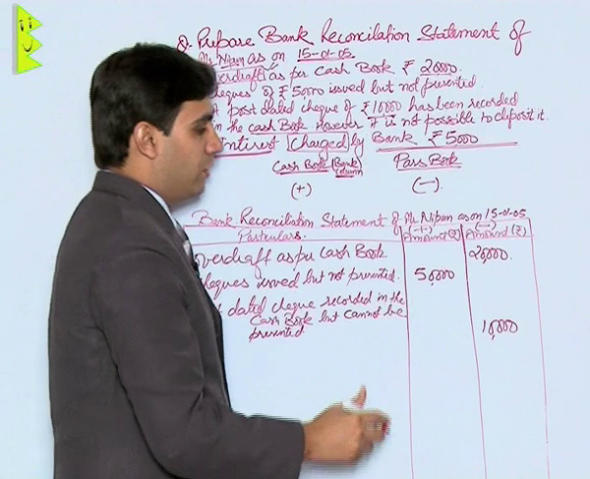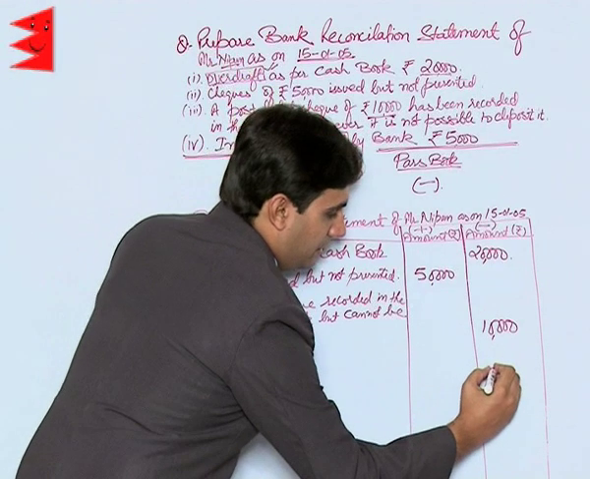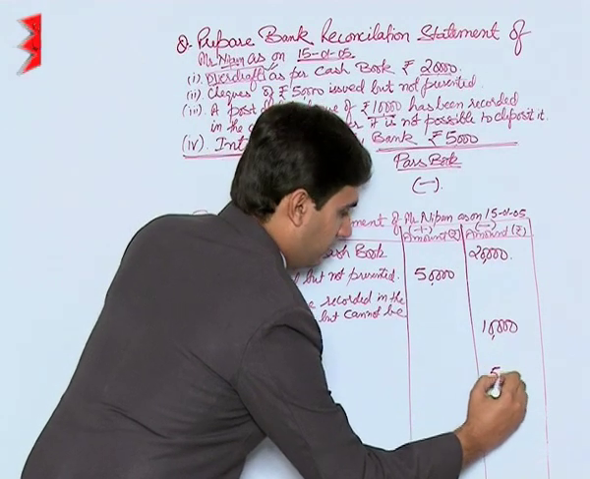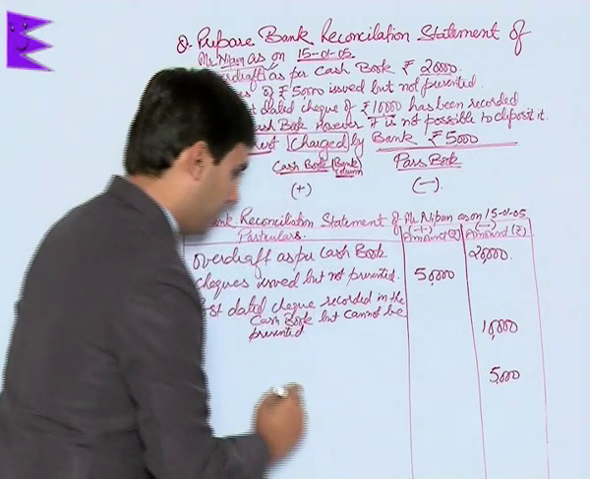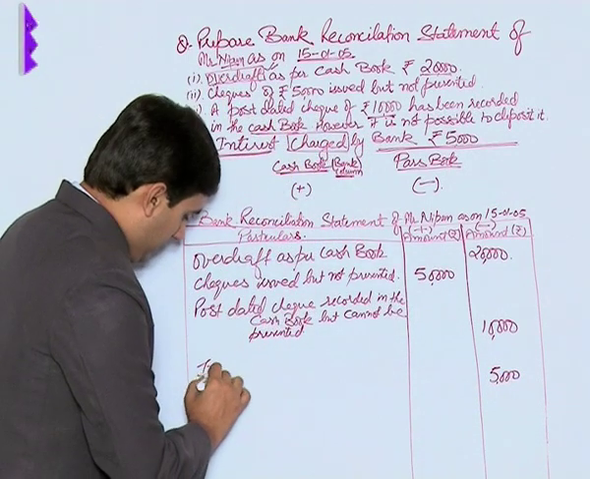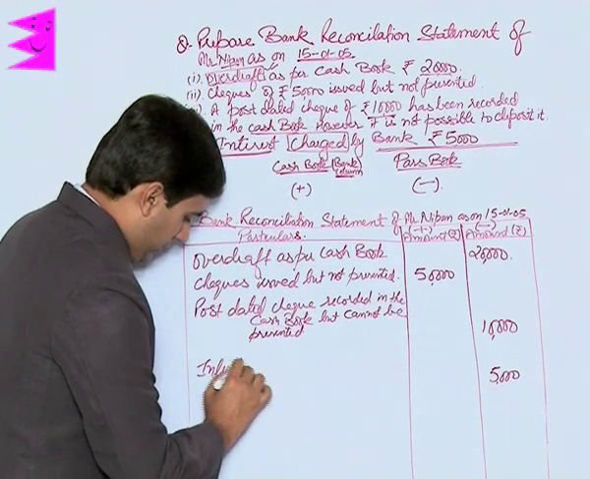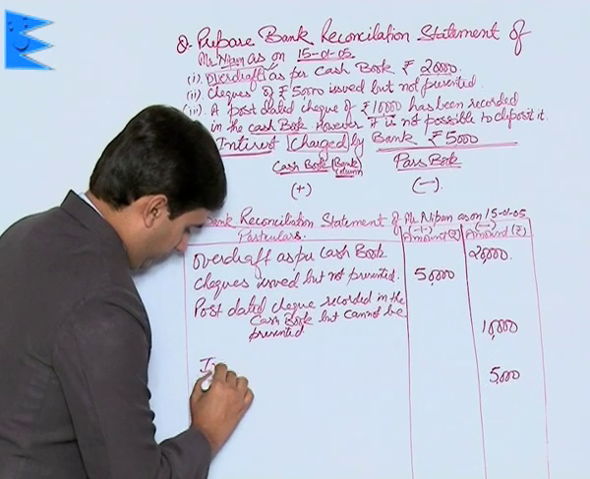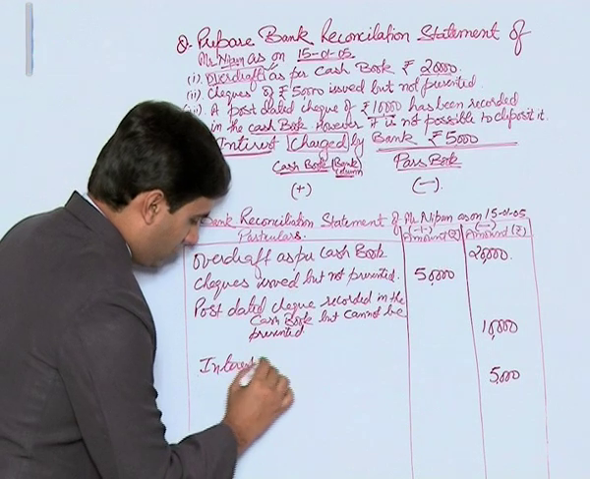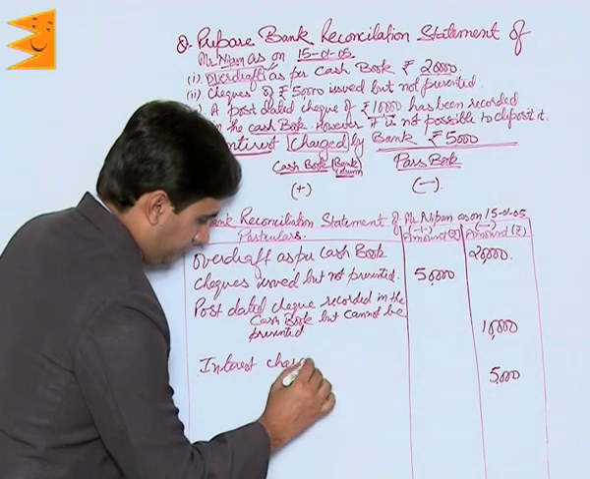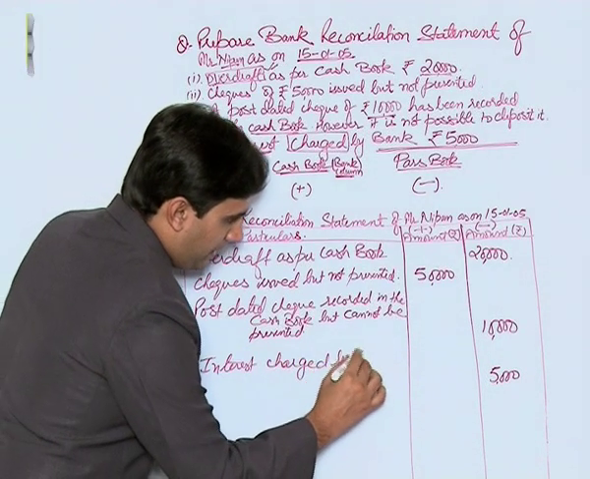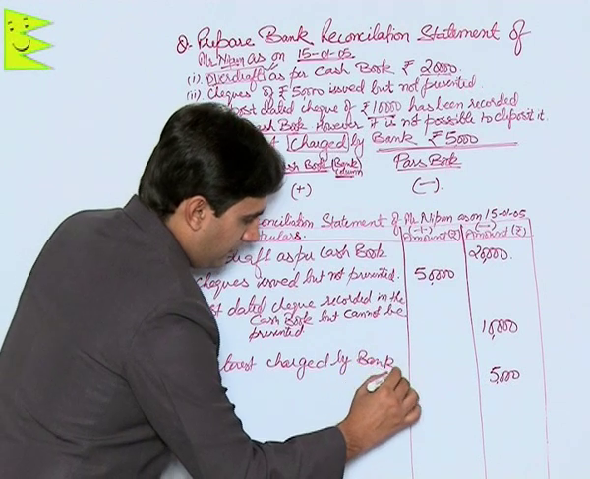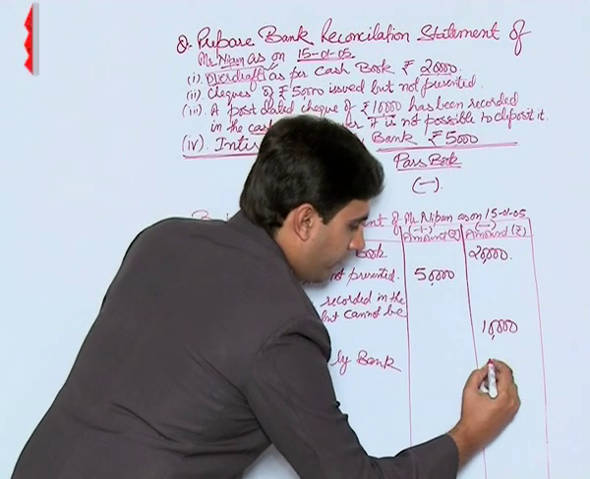This entry will be recorded on the minus side as rupees 5,000, and in particulars we'll write interest charged by bank, 5,000.